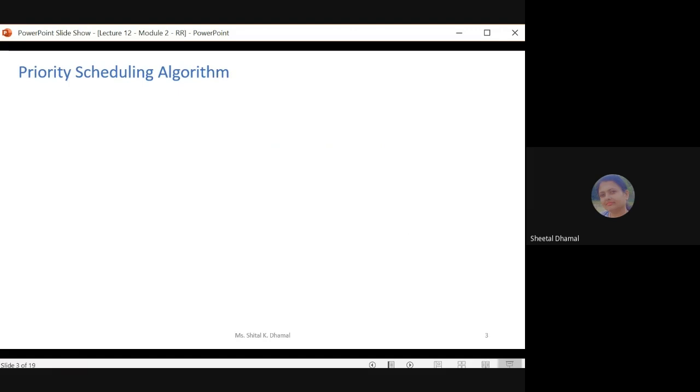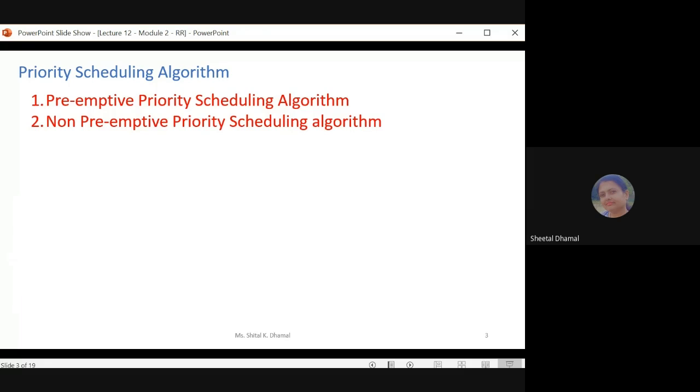Now see what is the priority scheduling algorithm. As its name suggests, the priority is assigned by an operating system to a process. There are two approaches by which the CPU scheduler selects the process from the ready queue: preemptive priority scheduling algorithm and non-preemptive priority scheduling algorithm. So these are the two different approaches. All of you now know the basic difference between the preemptive and non-preemptive approach.